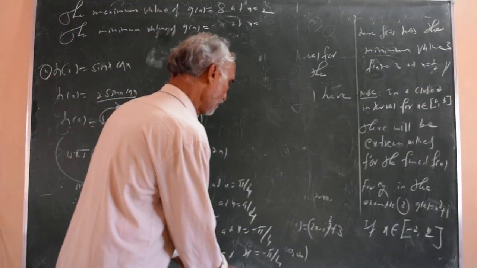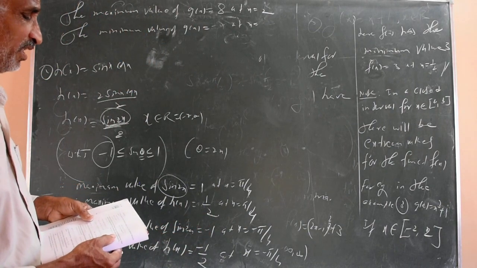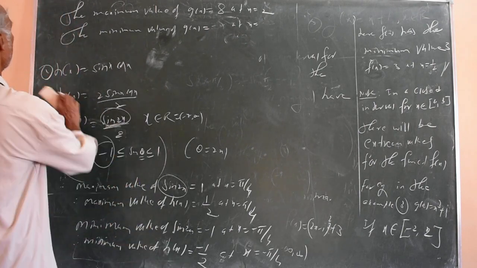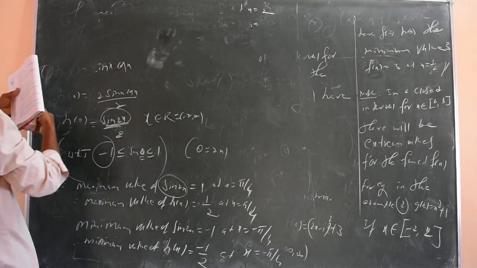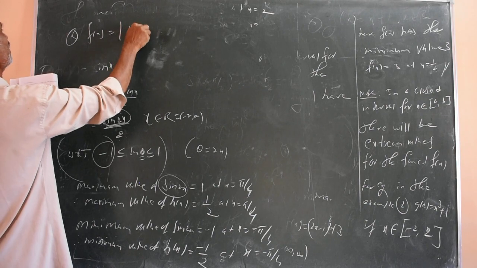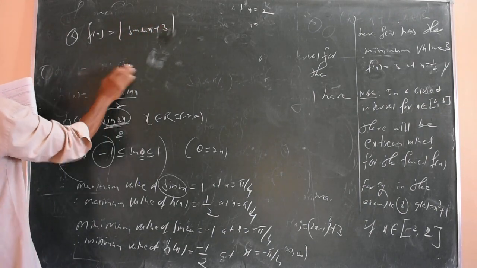And one more problem, I think: f of x is equals to mod of sin 4x plus 3. Let's see the time. Oh my god. Homework for you: the fourth one and the fifth one are homework for you. In short, I have only 10 to 30 minutes remaining.